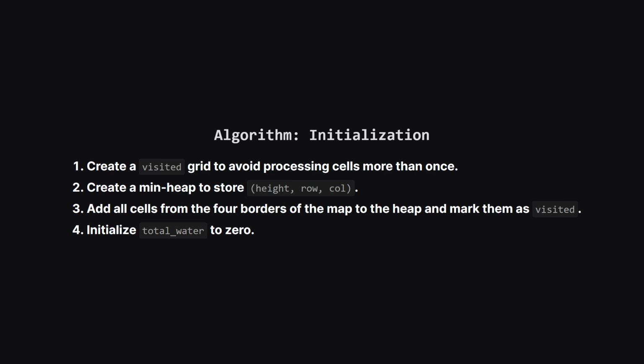First things first, we need to get set up. We'll create a visited grid, the same size as our map, to keep track of which cells we've already dealt with. Then, we create our Min-Heap. We'll kick things off by adding every single cell from the outer border into this heap. When we add them, we'll store their height, their row, and their column. And of course, we'll mark them as visited. Finally, we'll create a variable to hold our answer, the total water, and start it at 0.